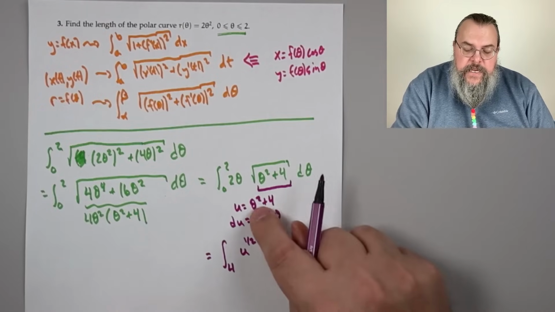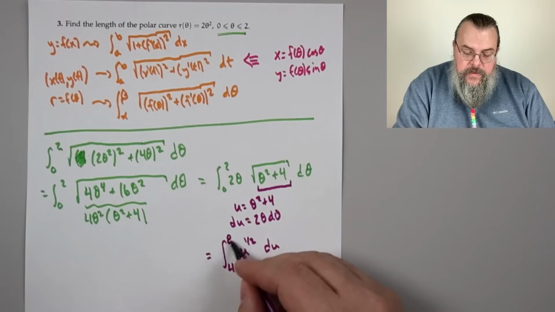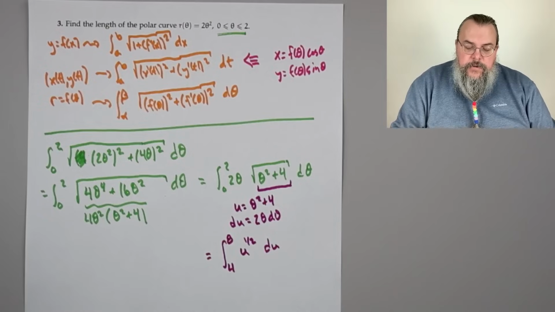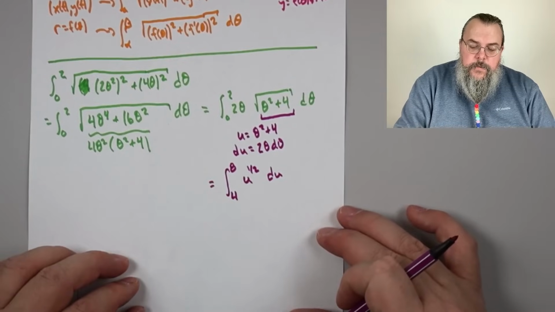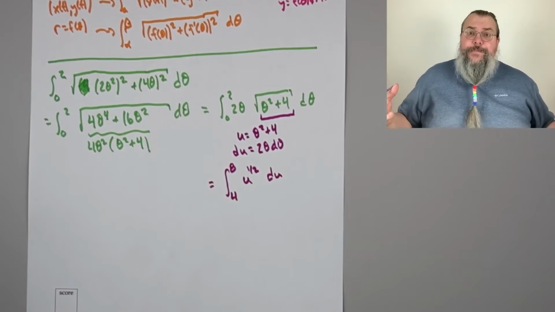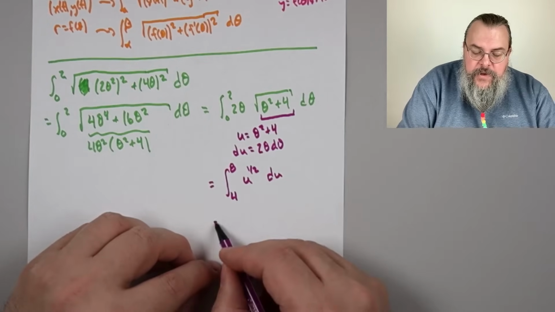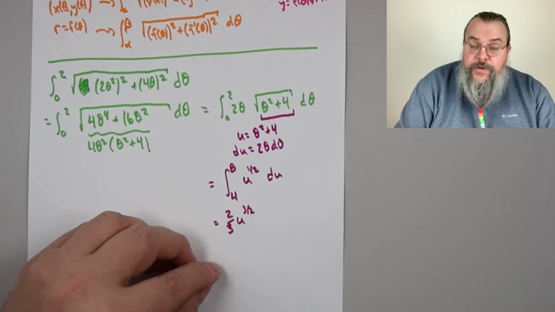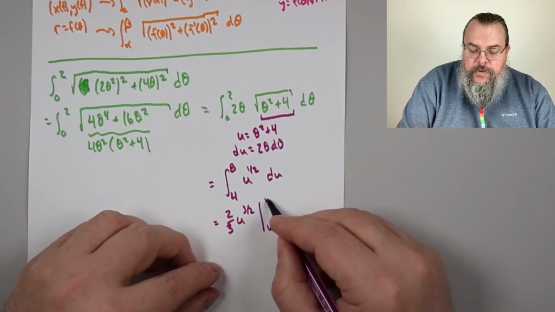If we have theta is 2, u is 8. Okay, cool. Now, what comes next? Well, we're surprisingly close, right? Because it feels like Calc 1 from here, because it is. So we add 1 to the exponent, get u to the 3/2. Don't forget that 2/3. And we're going to go u equals 4 to u equals 8.